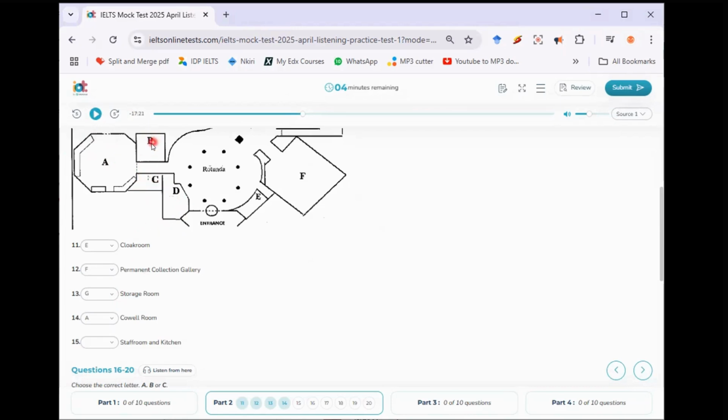Store, that's C. So don't go into the room opposite the toilet. What is the room opposite the toilet? That's option B. That is the staff room and kitchen. So that tells me that what? The answer to number 15 is going to be option B.